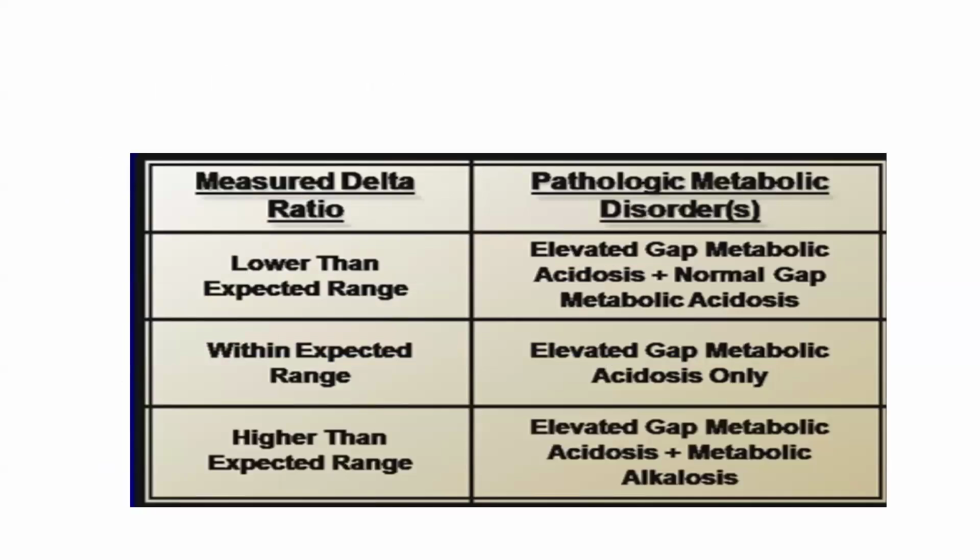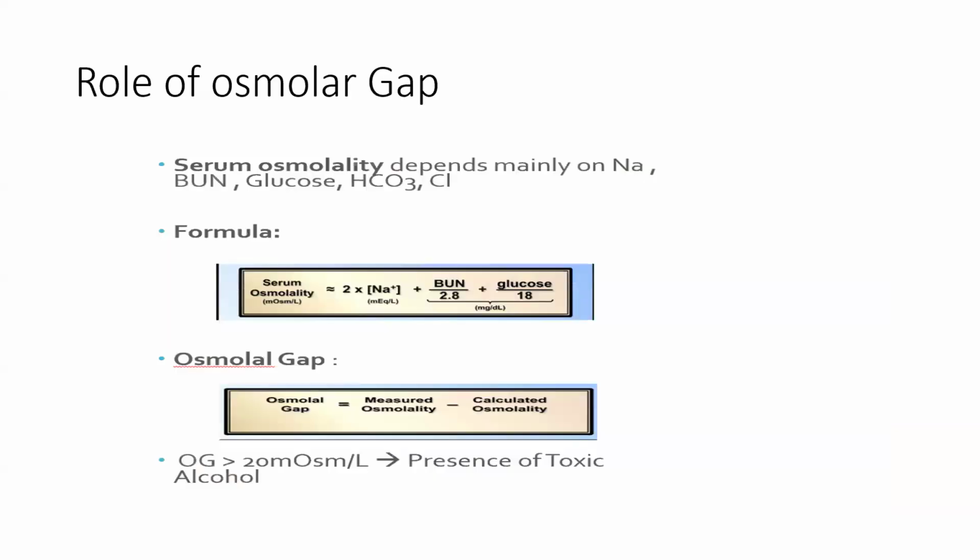If it is lower than the expected range, then elevated-gap metabolic acidosis plus normal-gap metabolic acidosis is there. If it is within the normal range, then only elevated-gap metabolic acidosis is there. If it is higher than the expected range, then there is elevated-gap metabolic acidosis plus metabolic alkalosis.